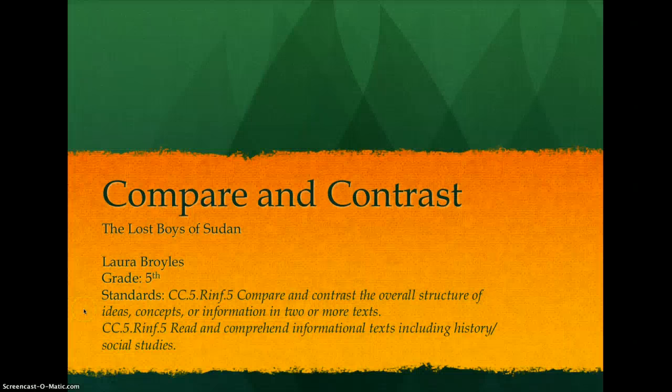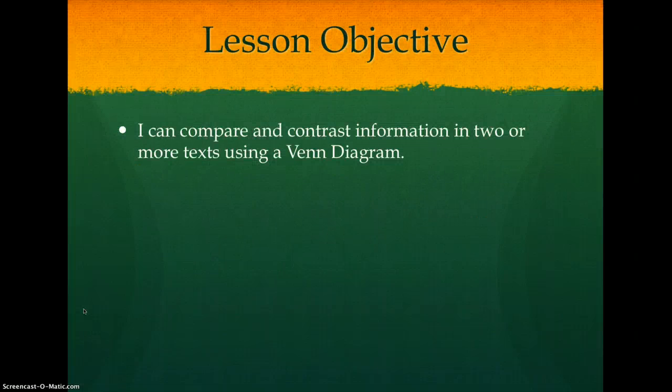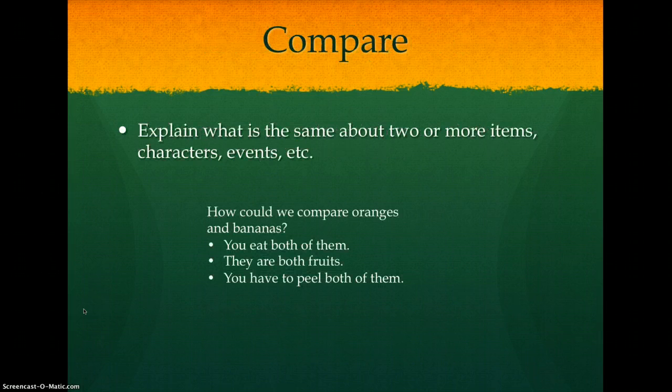Today we're going to look at comparing and contrasting, specifically the Lost Boys of Sudan. Our lesson objective is I can compare and contrast information in two or more texts using a Venn diagram.